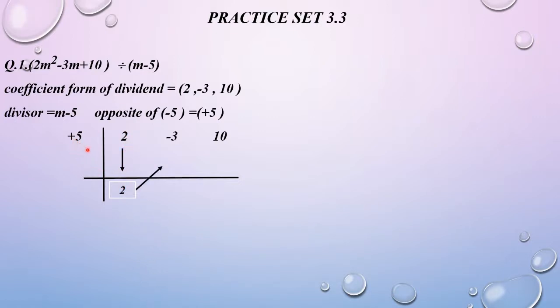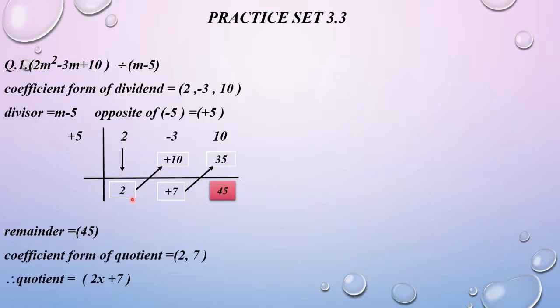Multiplying plus 5 and 2, we get plus 10. Now adding minus 3 with plus 10, we are getting plus 7. Multiplying plus 5 and plus 7, we are getting plus 35. Adding 10 and plus 35, we are getting plus 45, which is the remainder. The last term will always be the remainder.